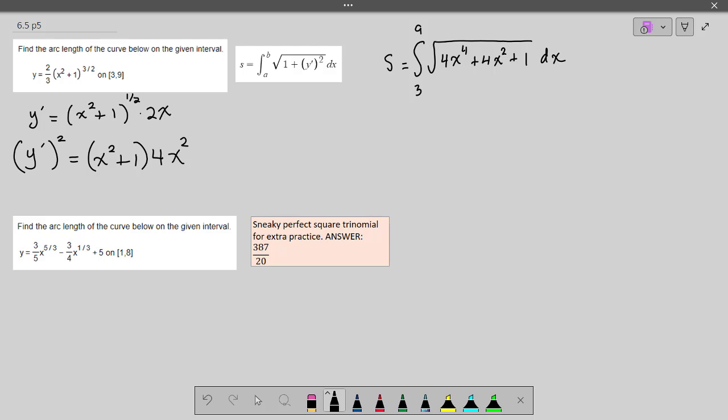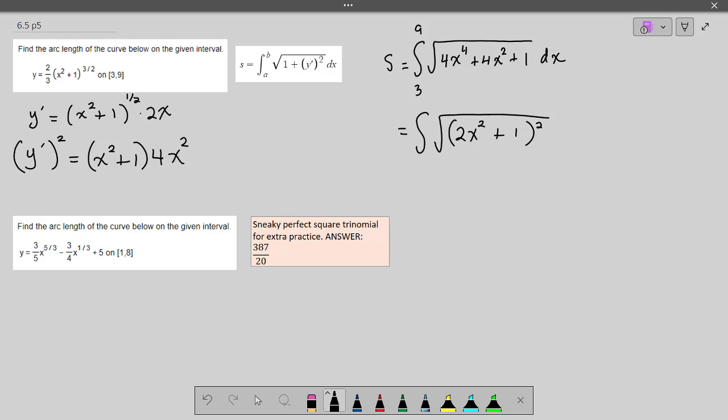Can that trinomial inside the root be factored? Is that a perfect square trinomial? Let's check. If it were factorable, it would have to be 2x squared and 1, right? That's the only way it could possibly be factorable. So let's see. Squaring this gives 4x squared. That checks. Squaring the b gives 1.